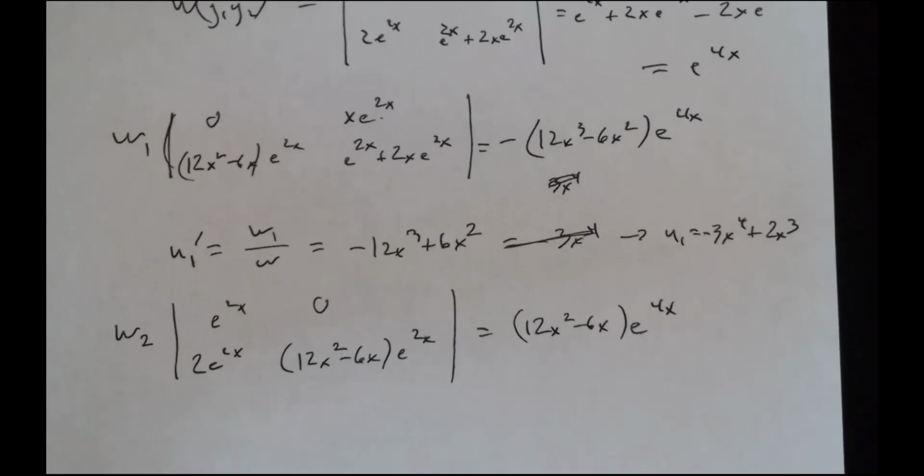Oh, and Mia, what happens at the very end when we're all done with all of that? Plug in y of 0 equals 1 and y prime of 0 equals 0. Solve for C1 and C2. But yes, those constants stay there.